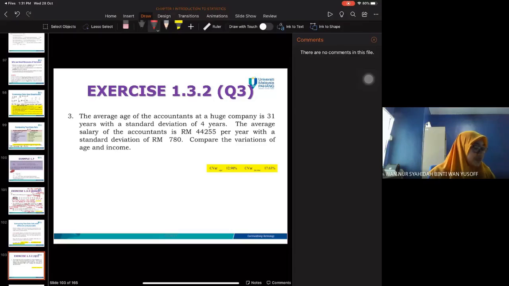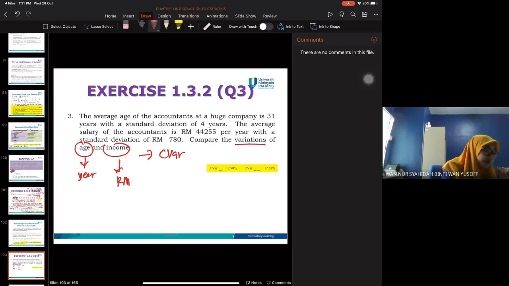So this is for the CVR. Compare the variation of the age and income. So age and income have different units, year and also RM. So the only value that we can calculate for the variation is the CVR. So you are given information here. Calculate the CVR and then compare. For the comparison, you can state which one is more consistent, for example.